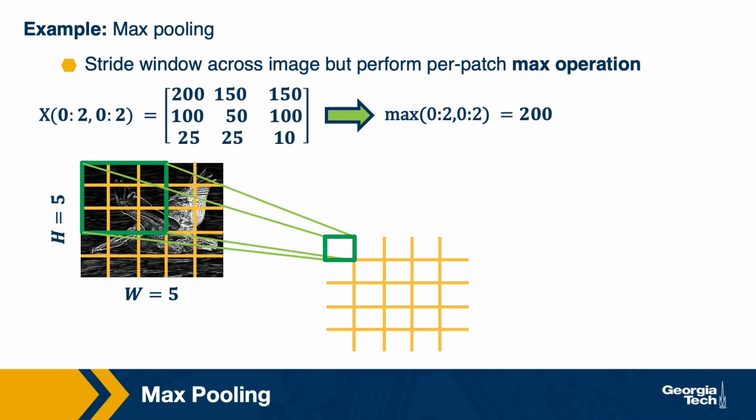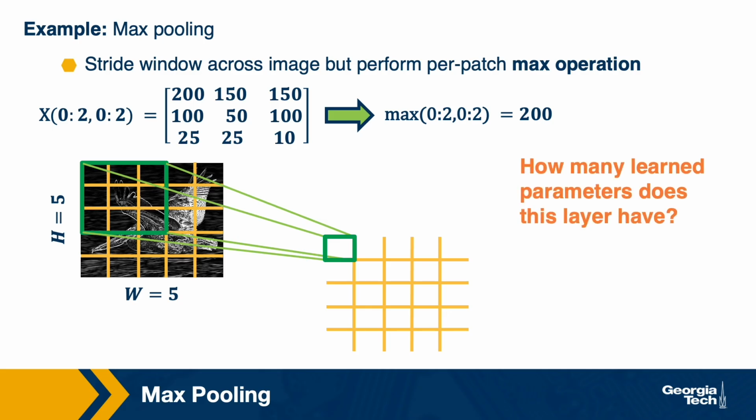Here's an example, again, with made-up numbers where x of 0 to 2, comma 0 to 2 has these values. Then we just do a max, and we just have an output of 200. So how many learned parameters does this layer have? And the answer is none. This is just the max operation. It actually doesn't have an argument other than the things that you're doing the max over, but there are no parameters W that we need to learn for this layer. So this is strictly a max layer that is striding across the image.